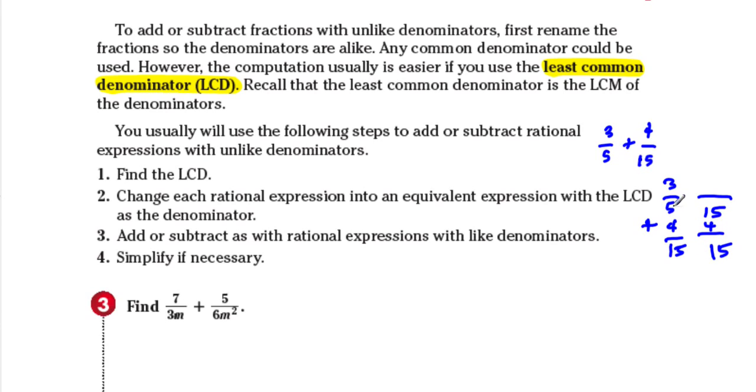What did we multiply 5 by to get to 15? We multiply this by 3. Therefore, we need to multiply this by 3 too. So this becomes 9 over 15. Okay? So if we add those two, 9 plus 4, that'll give us 13 over 15. And that's how we add fractions with unlike denominators. It is nothing different in example 3.